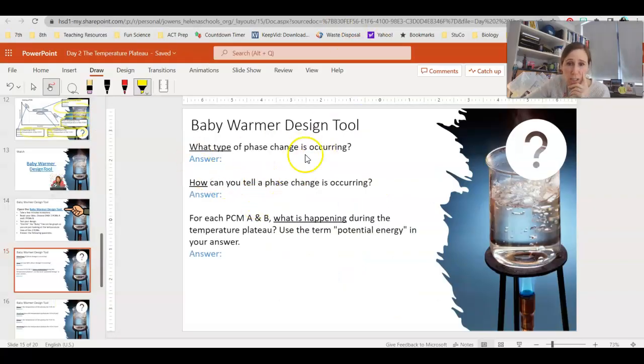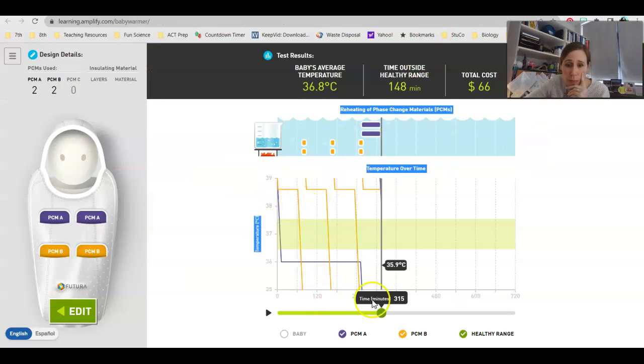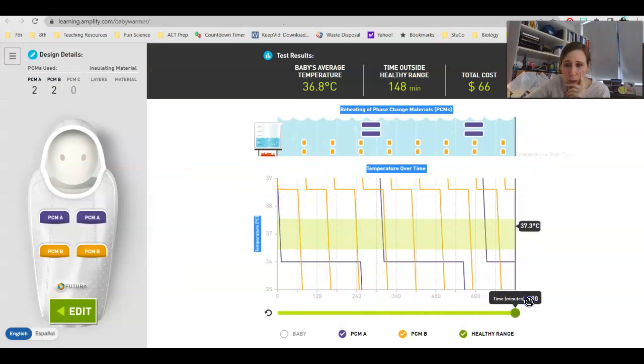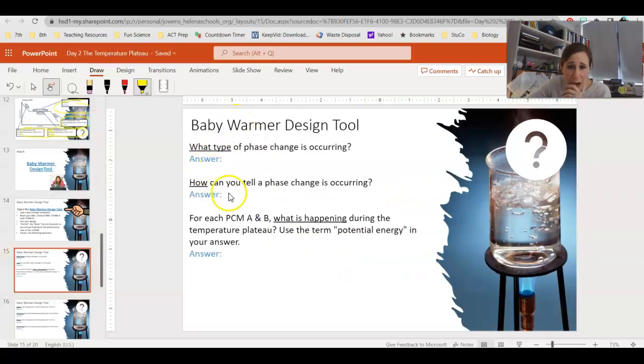What type of phase change is occurring? This is for both A and B. You guys can see the same phase change reoccurring over and over on this graph. Okay, how can you tell that a phase change is occurring? Make sure you explain how you can tell that you have a phase change occurring. How do you know?